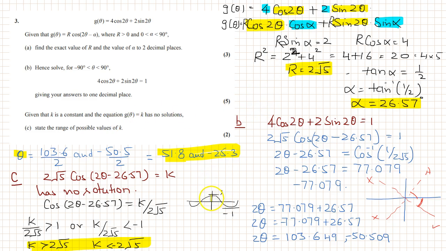No solution means, because this is the graph of cos, the value of cos ranges from -1 to +1. So in both the cases, either this is more than 1 or this is less than -1. If it is more than 1, it means k should be greater than 2 root 5. If it is less than -1, k should be less than -2 root 5. And that's the solution.